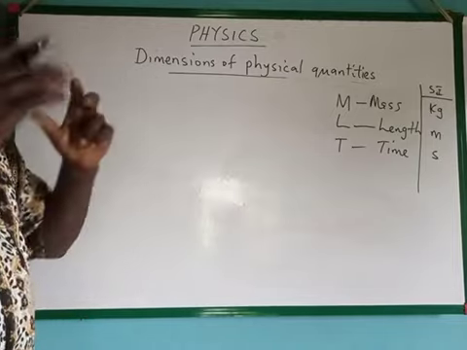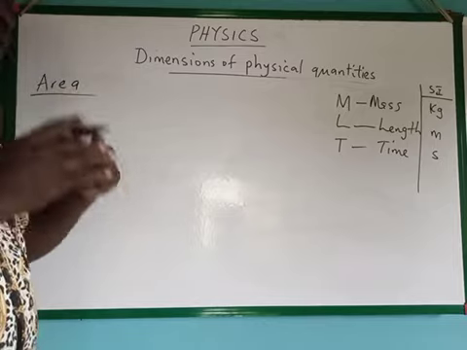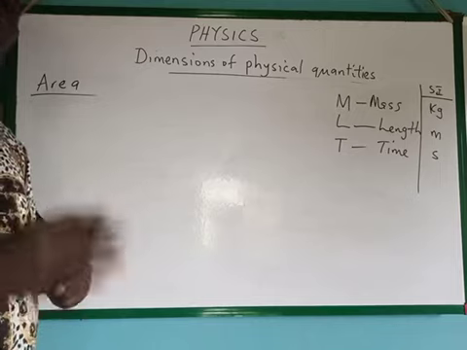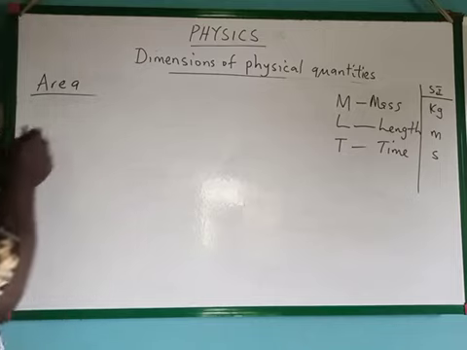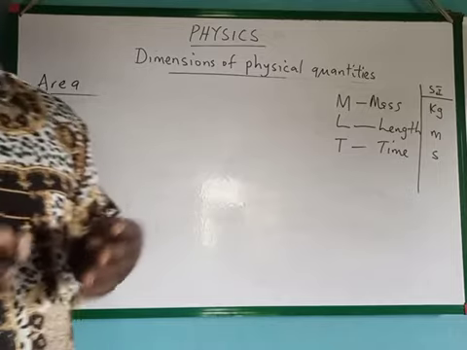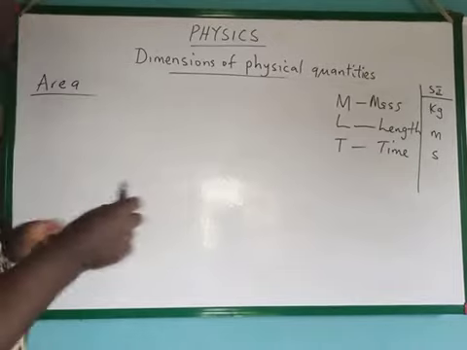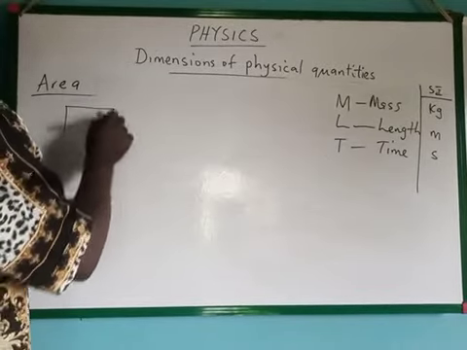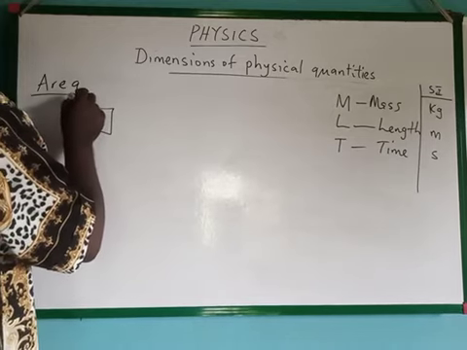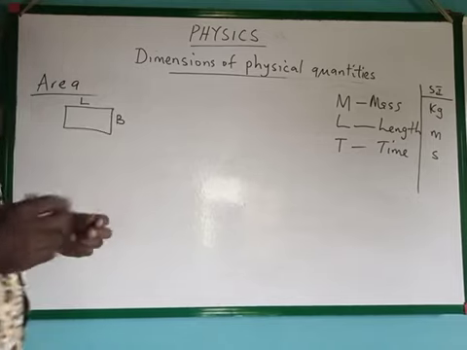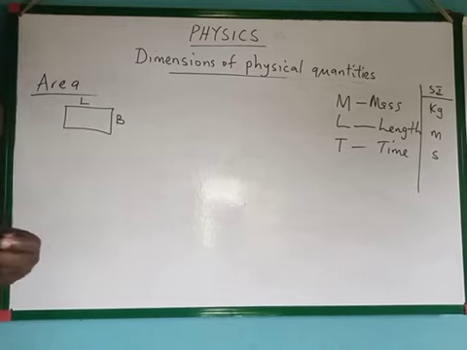I told you, always remember, before you start to dimension anything or any physical quantity, the first thing you have to do is to write the formula. So what is the formula for area? We're going to pick a particular example using rectangle. Rectangle is length times what? Breadth. Now let us look at this rectangle or the rectangular plane figure.